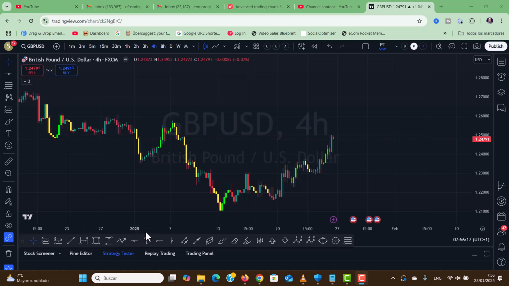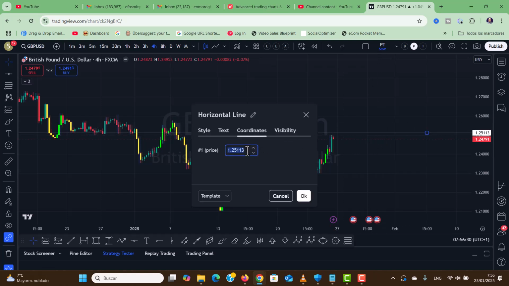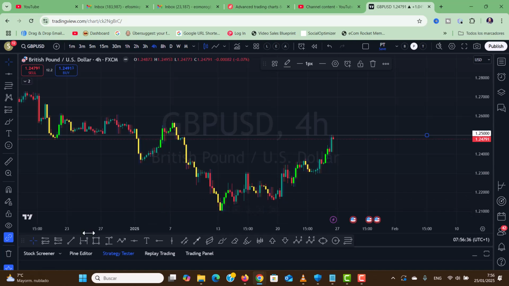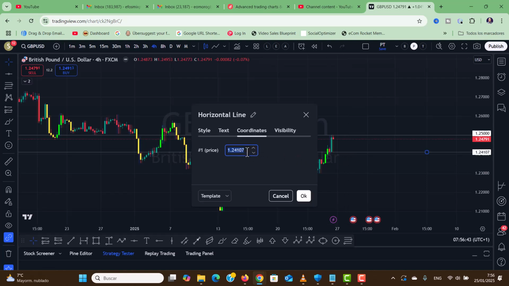Now, I'll first take this horizontal line. First of all, what you need to do is go to the 4-hour time frame. From there, that is where we begin to plot our psychological levels. So that is first, plus the second level. This is what I will tell you.